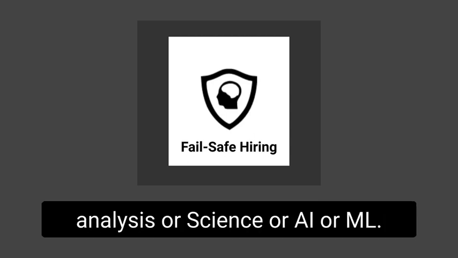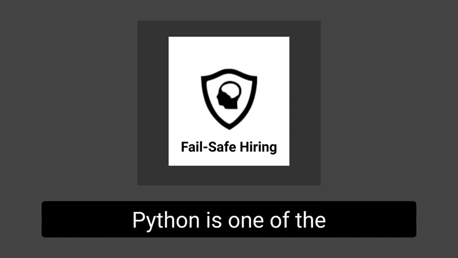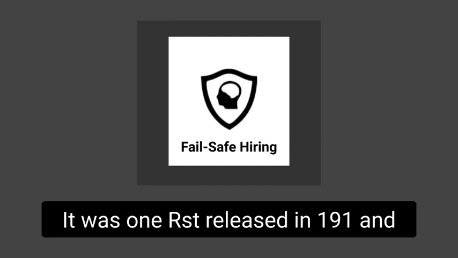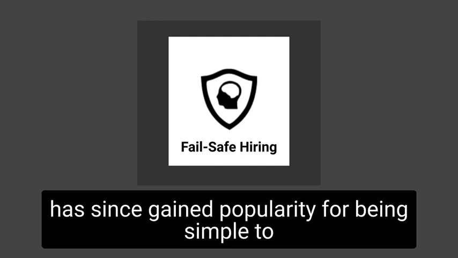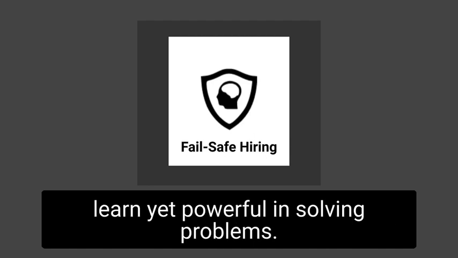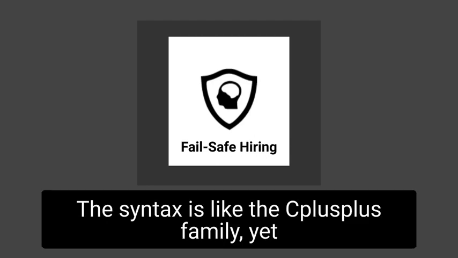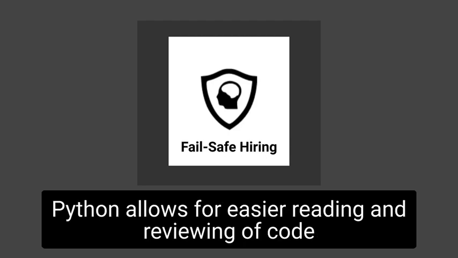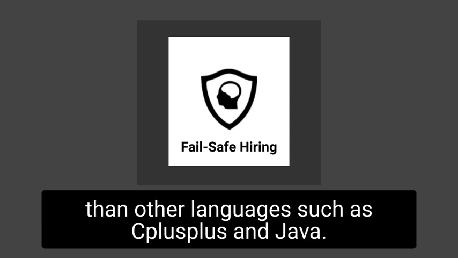Data analysis or science or AI or ML. Python is one of the most used programming languages, top 3 according to IEEE Spectrum Research. It was first released in 1991 and has since gained popularity for being simple to learn, yet powerful in solving problems. The syntax is like the C++ family yet equipped with a variety of modern solutions. Python allows for easier reading and reviewing of code than other languages such as C++ and Java.